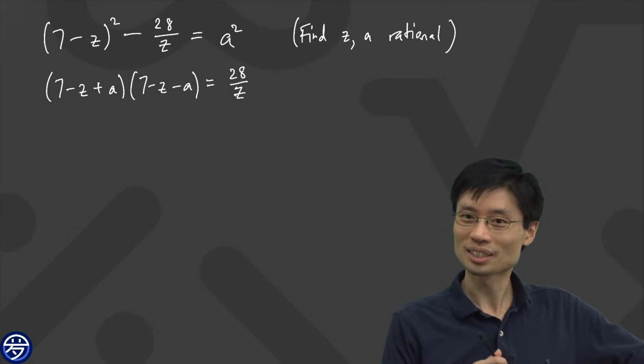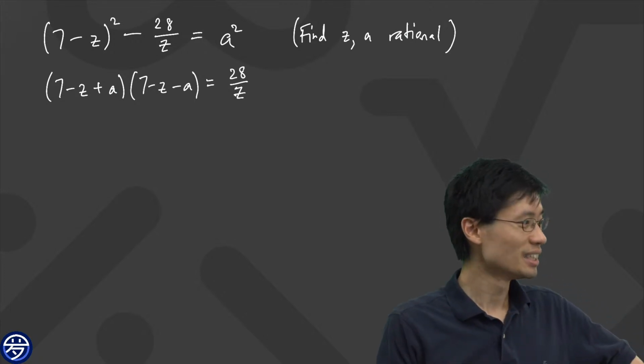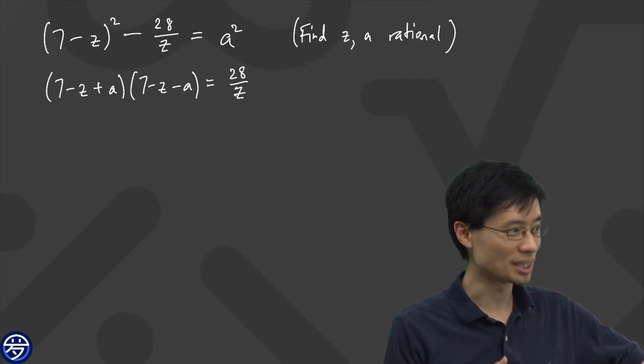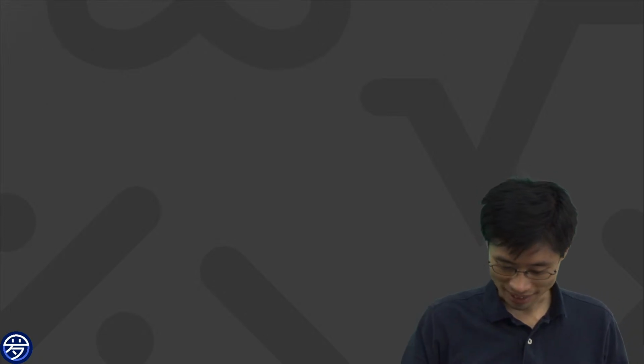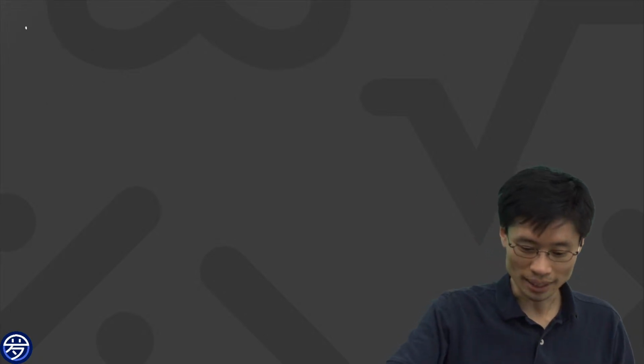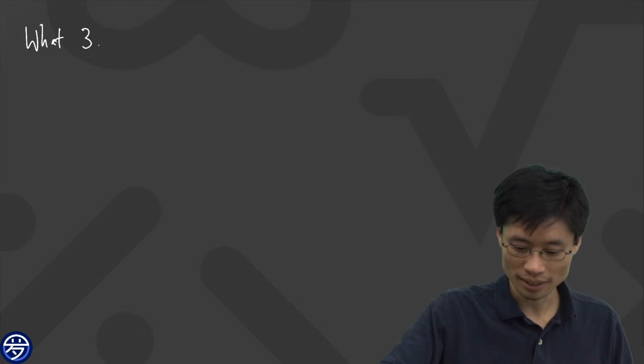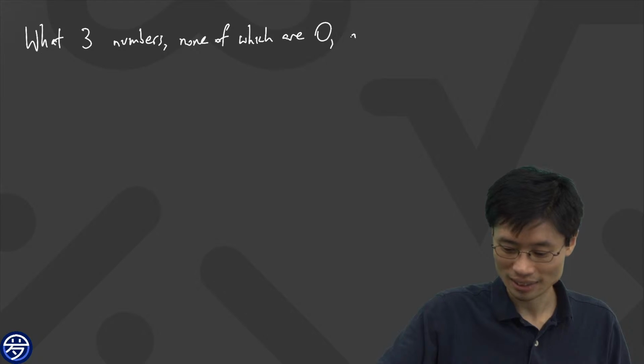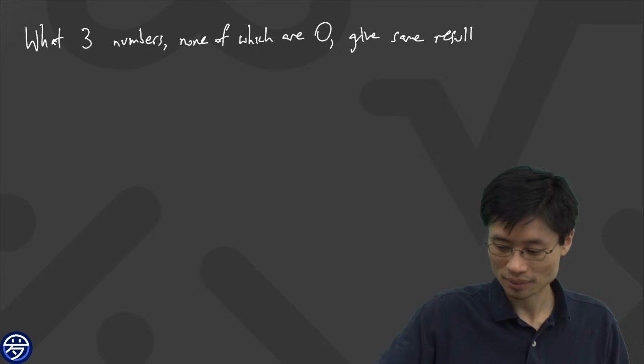What is this? So this is a puzzle from Daniel. Daniel says, what 3 numbers, none of which is 0, give the same result whether they're added or multiplied? That sounds interesting. What 3 numbers, none of which are 0, give the same result whether added or multiplied?